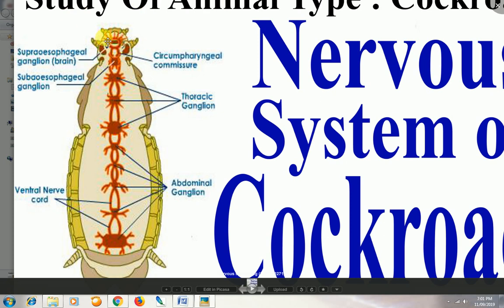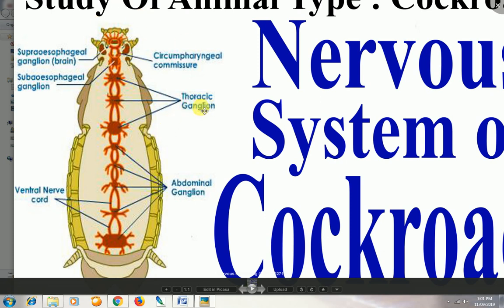This nerve cord of cockroach has 9 pairs of nerves. In case of human being, the spinal cord has 31 pairs of spinal nerves and 12 pairs of cranial nerves. That is in human being. But in case of a cockroach, there are 9 pairs of nerves. Now I would like to teach you how these 9 pairs are distributed.